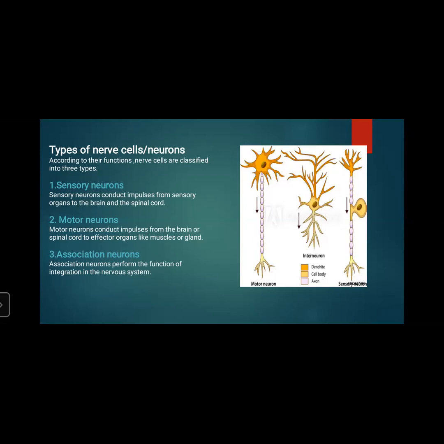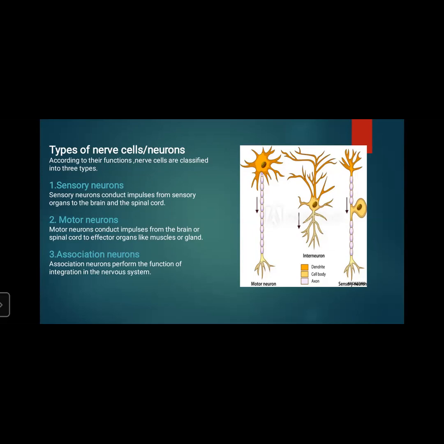So you can see in the picture, three cell pictures are given. One is a sensory neuron, a motor neuron, and an association neuron, meaning interneuron. You can see that the shape and structure of all these three neurons are different. The sensory neurons conduct the impulse from the sensory organs to the brain and to the spinal cord. Motor neurons conduct impulses from the brain or spinal cord to effector organs like muscles or glands.